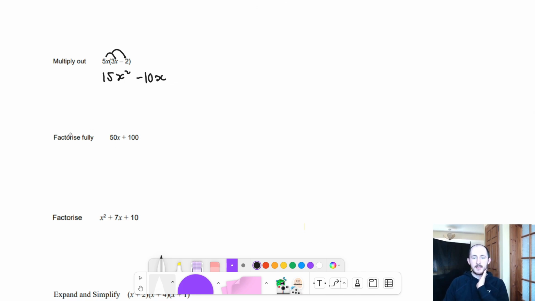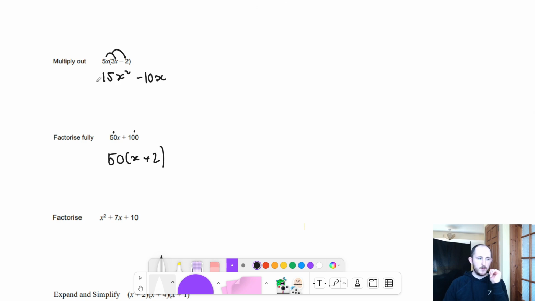Now, factorising is the opposite of multiplying out or expanding, depending on what vocab you want to use. What you're looking for is the biggest thing you can take out of, or divide, 50x and 100 by, which is, of course, 50, which leaves me with x. And then I'm asking myself, what do I times 50 by to get 50x, which is just x. And then what do I times 50 by to get 100?